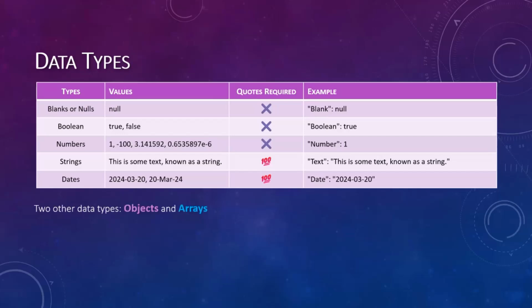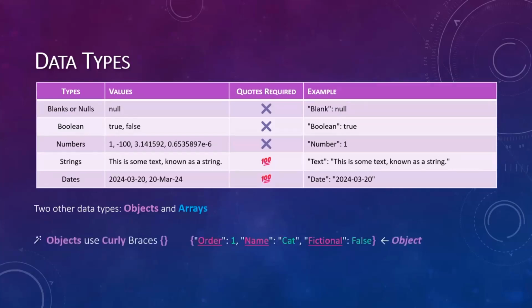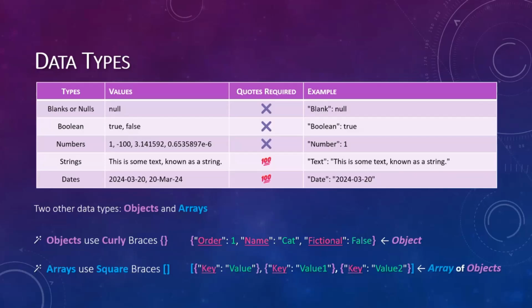But there are two other data types that you need to be aware of: objects and arrays. Objects use curly brackets. So from that table previously, those curly brackets around the information are what make it an object. Arrays use square brackets. Throw some square brackets around a bunch of objects with curly brackets that are all separated by commas, and you now have an array of objects. It's the same thing as a record and a table of records.